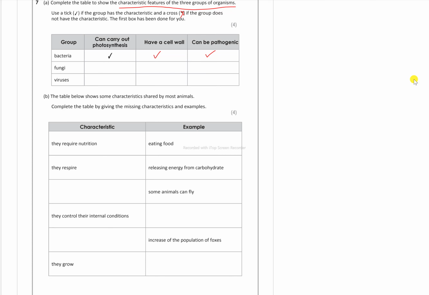Right. Fungi, can it carry out photosynthesis? No. Does it have a cell wall? Yes. Can it be pathogenic? Yes. Viruses do not carry out photosynthesis. They definitely do not have a cell wall. They have a protein coat. Are they pathogenic? Yes, all viruses are pathogenic. Not all fungi and bacteria are pathogenic. You have good bacteria, you have good fungi, but you don't have any good viruses.